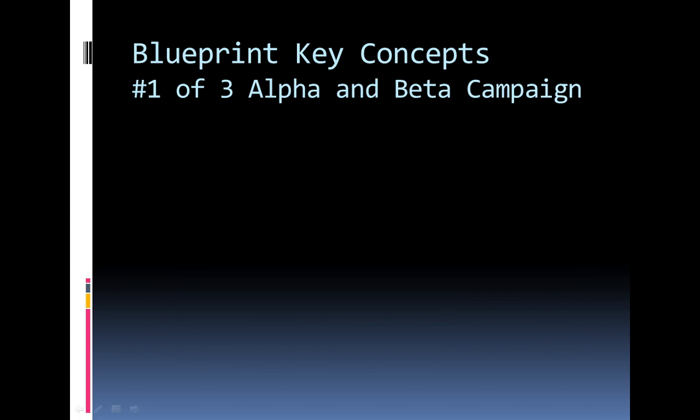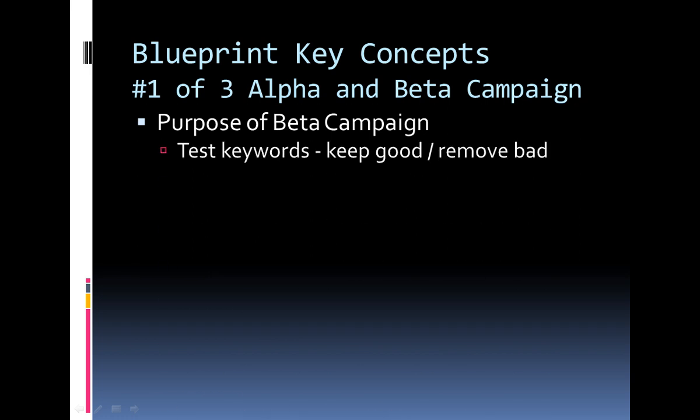Let's dig deeper a little bit with the beta campaign. So we want to talk a little bit about the purpose of the beta campaign. Definitely, we want to use the beta campaign to test keywords, see if they'll generate real leads for us or not. We want to keep the good keywords and move them to our alpha campaign and remove the bad ones as well, whether they are irrelevant keywords or maybe they are keywords that are relevant but just plain expensive.